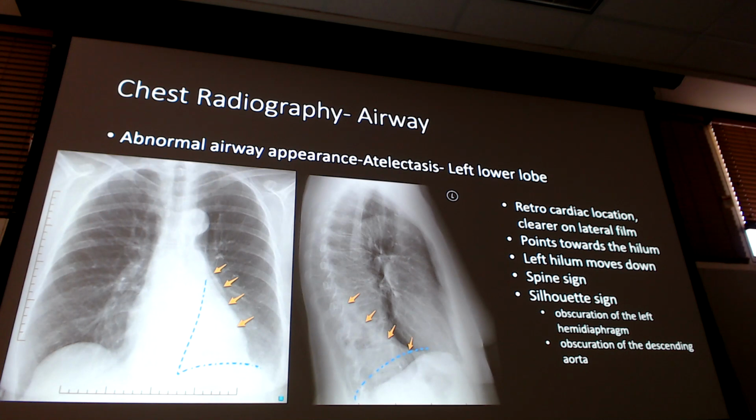Here's one that I can't really see on the PA that well because it's hidden by the heart. But when I compare it with my lateral, first of all, I got spine sign. That's the first thing I have. And then I got this little line that kind of rotates and comes on down. I got a silhouette sign down here on the PA.